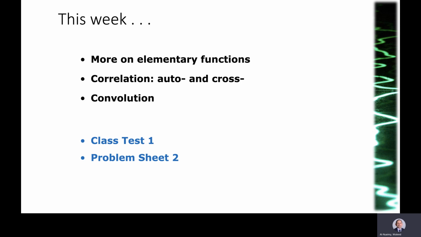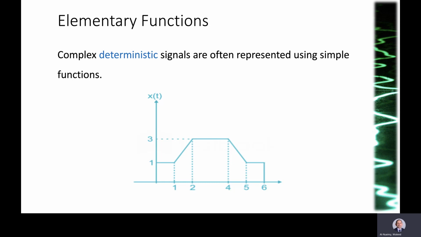So remember, we spoke about elementary functions, and we said we use these so that we can represent deterministic signals without having to represent them piecewise, without having to say, for example, x of t between t equals minus infinity and t equals 0 equals 0. Between t equals 0 and t equals 1, it's equal to 1. Between t equals 1 and t equals 2, it's equal to such and such. So we would like to be able to express x of t using a single expression. So that's what a deterministic signal is. So we want to be able to represent it using a single symbolic expression. So a deterministic signal is one that we can represent mathematically.